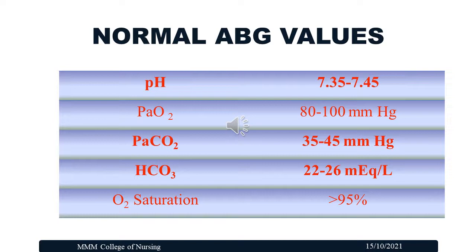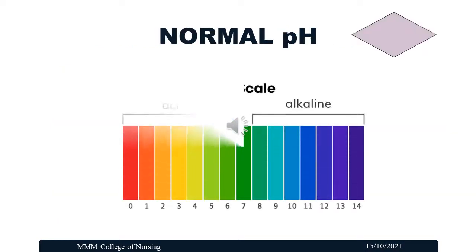We are going to look at three most important parameters in ABG, which include pH, partial pressure of arterial carbon dioxide, and bicarbonate. pH. So the normal pH is, any guesses? Yes, you're right. It's 7.35 to 7.45.